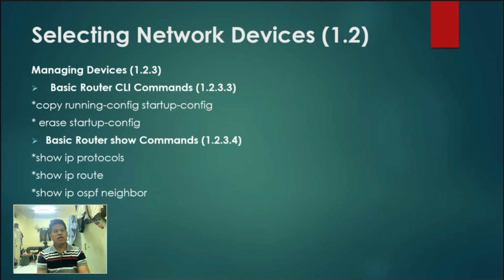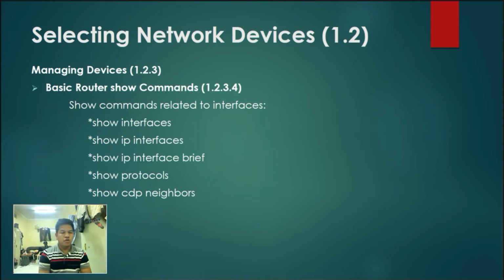For the basic router CLI commands, it includes copy running-config startup-config, erase startup-config, as well as the basic router show commands, which include show ip protocols, show ip route, and lastly show ip ospf neighbor. And for the basic router show commands related to interfaces, these are show interfaces, show ip interfaces, show ip interface brief, show protocols, and show cdp neighbors.